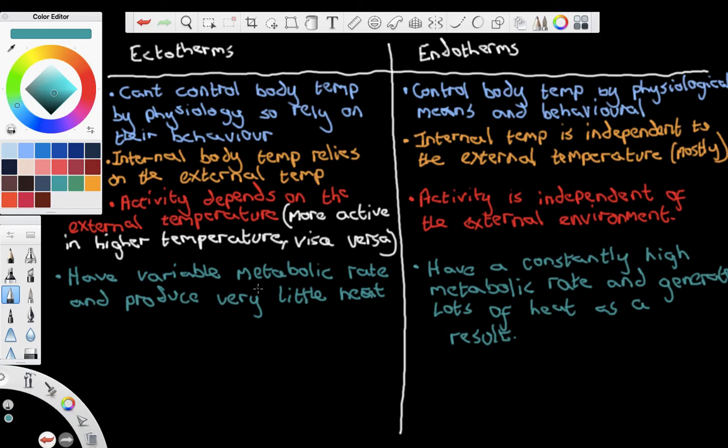Ectotherms have variable metabolic rates and produce very little heat, whereas endotherms have a constantly high metabolic rate and generate lots of heat as a result. However, they do need to fuel this metabolism. But remember, this allows us to be active regardless of the environment, whereas lizards and other ectotherms can't be active if it's cold. That's why you don't see crocodiles and reptiles in the North Pole, whereas you do see polar bears, which are a mammal. Okay? So there is a payoff. There are benefits and pitfalls to each one.